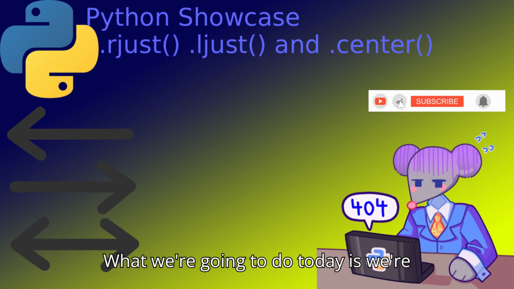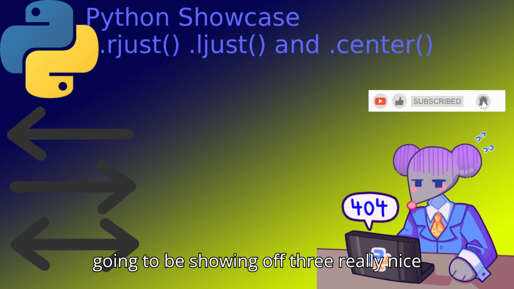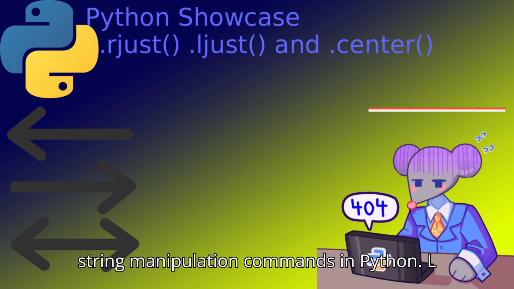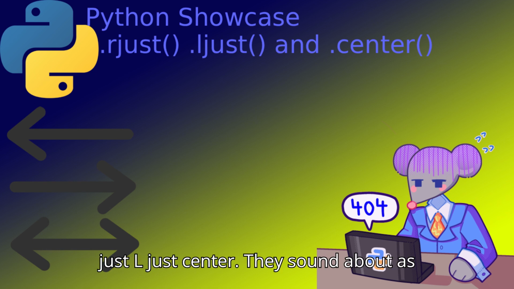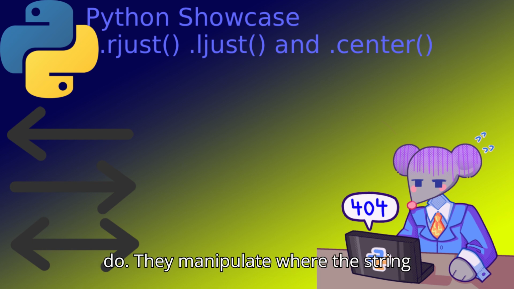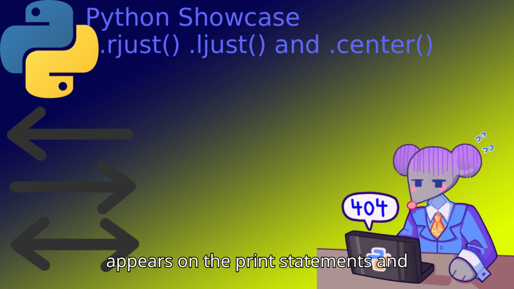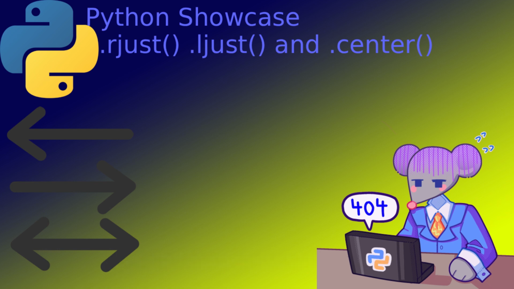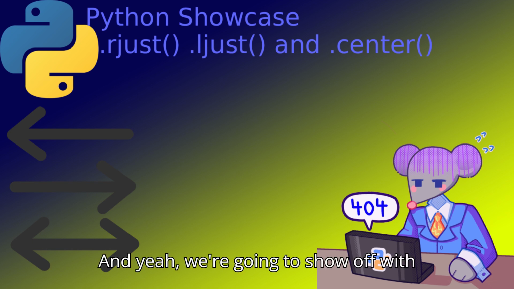What we're going to be doing today is showing off 3 really nice string manipulation commands in Python: rjust, ljust, center. They sound about as much as they do. Right justify, left justify, center. You can guess what they do. They manipulate where the string appears on the print statements and in its own data, to justify it, center it, or move it. They're very nice, and we're going to show it off with examples.